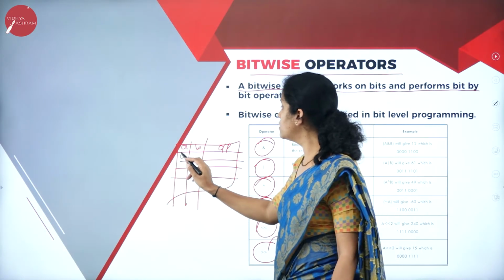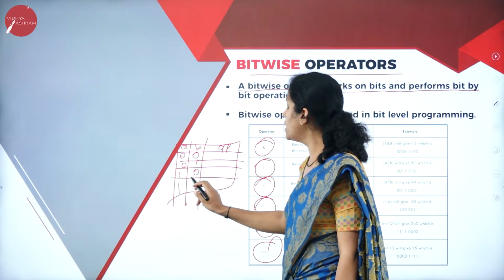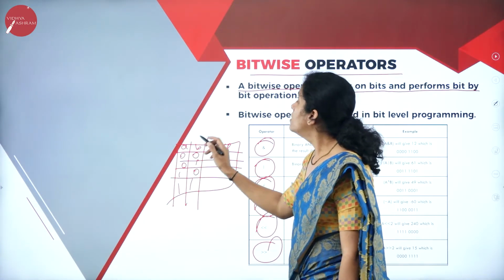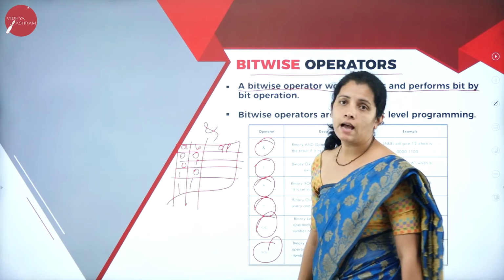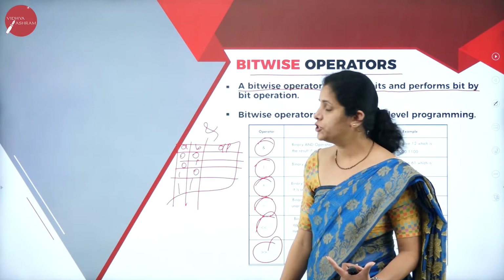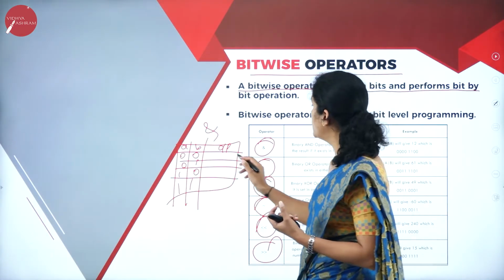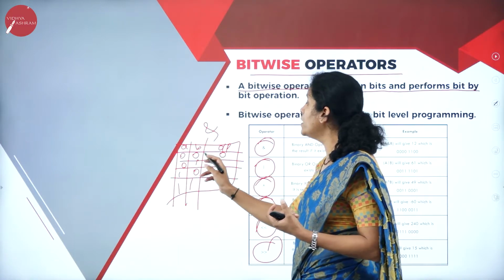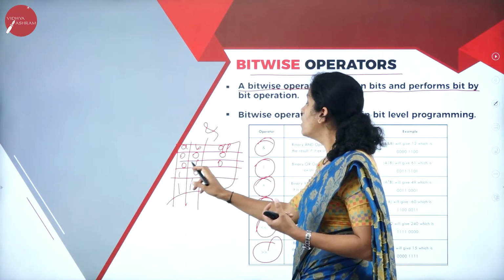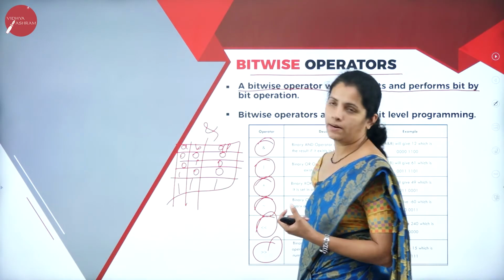So that is 0, 0, 0, 1, 1, 0 and 1, 1. So it is bitwise AND. So what is AND? Here AND is nothing but the multiplication. So if I multiply 0 and 0, I'm going to get the output 0. 0 into 1, it is 0. 1 into 0, it is 0. 1 into 1, it is 1.